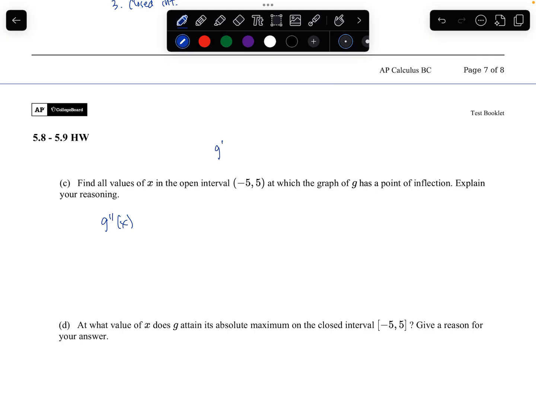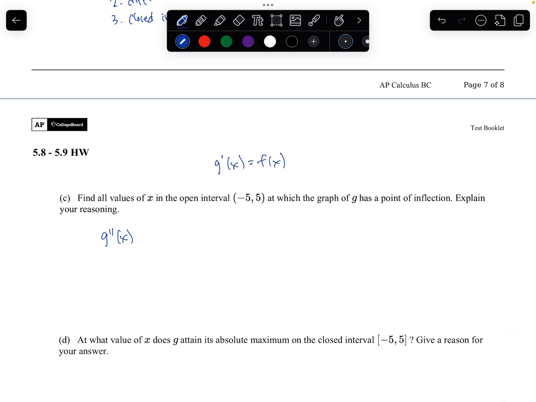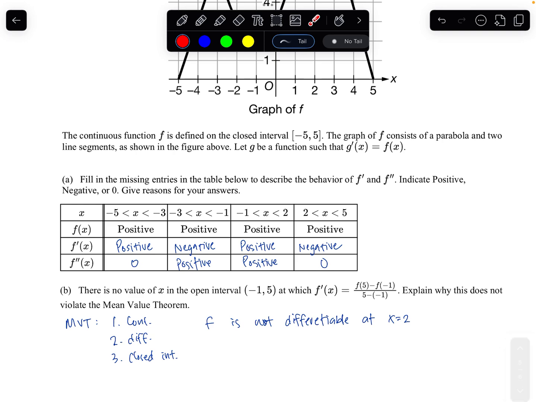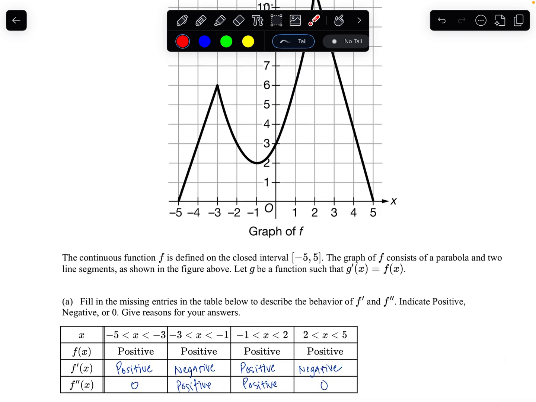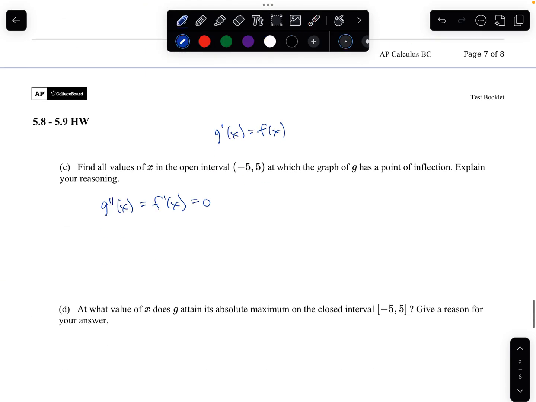So first of all, G prime of x is equal to f of x. G double prime of x is going to be equal to f prime of x. And then we want to know when f prime of x is not only equal to 0, but will change signs. So that's when G is going to have a point of inflection. So when does f prime of x equal 0? When is the slope going to be equal to 0 here? Slope is going to be equal to 0 at x equals -1.